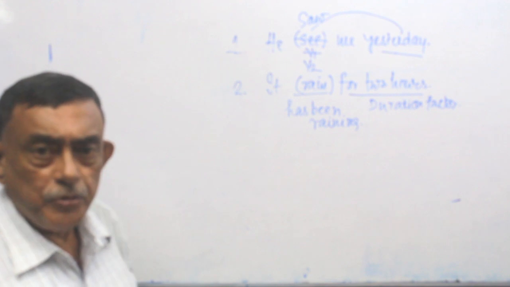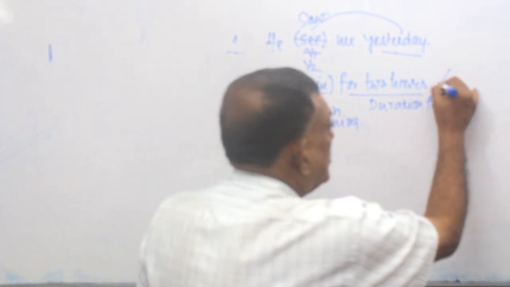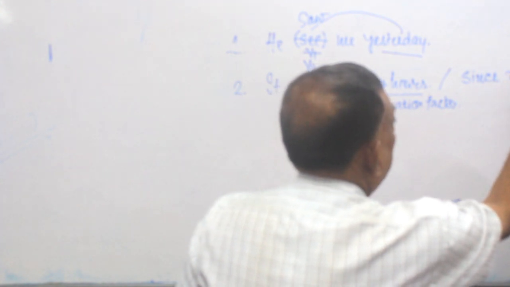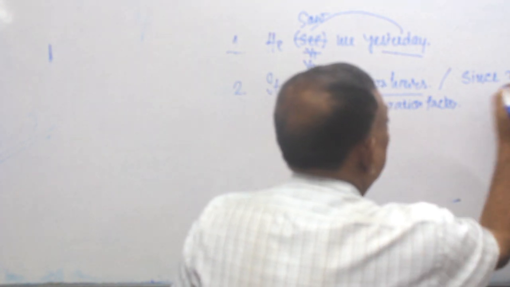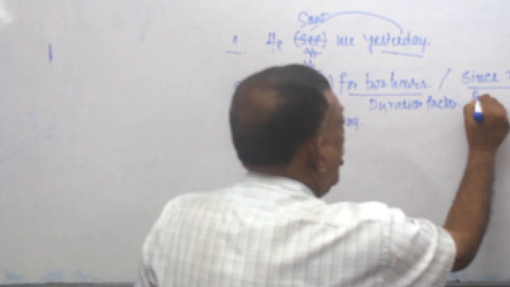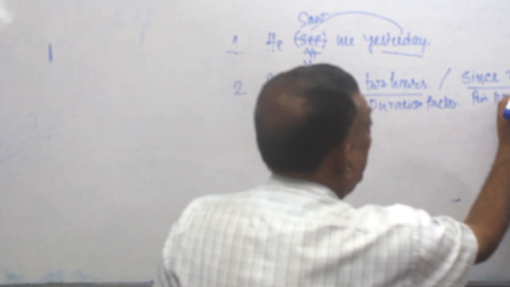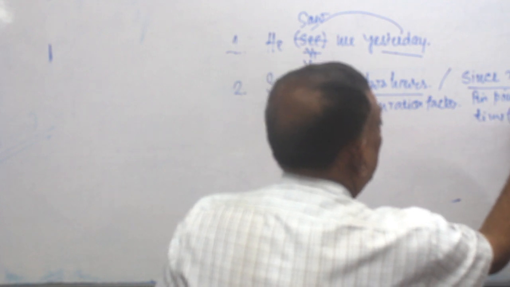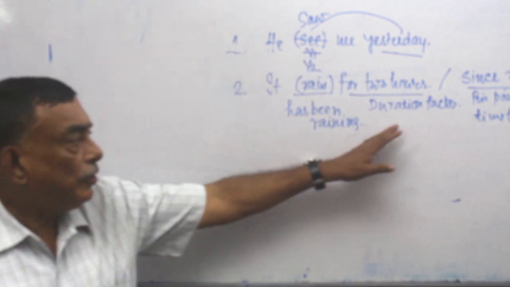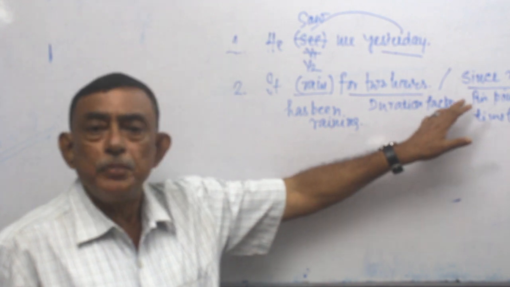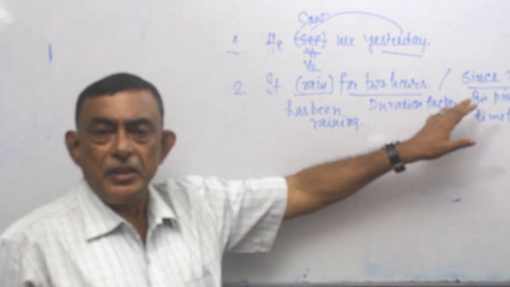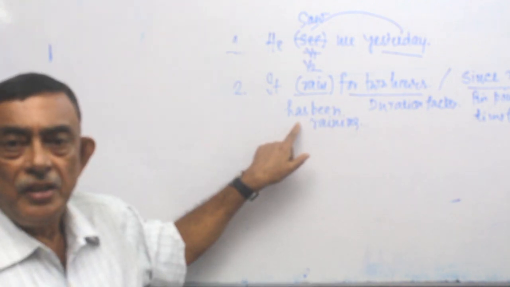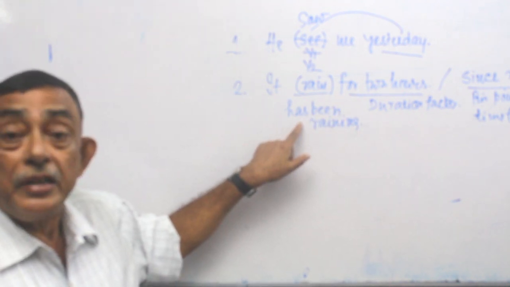Another factor is there, I am just giving you. What is that? "Since morning," suppose this phrase has been given. This is known as the pinpoint time factor. Now the point is that either a duration factor or a pinpoint time factor may be given in the question paper. So if you have marked it, if you knew it very well, then immediately you have to change the verb into present perfect continuous tense.